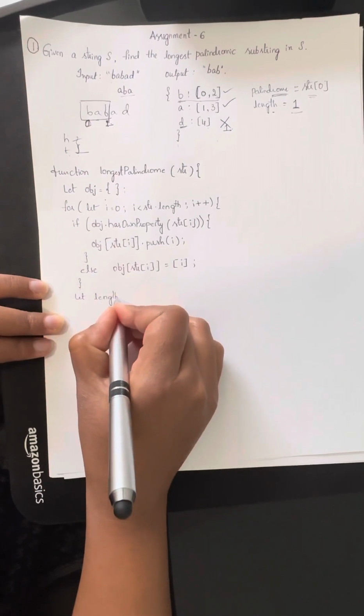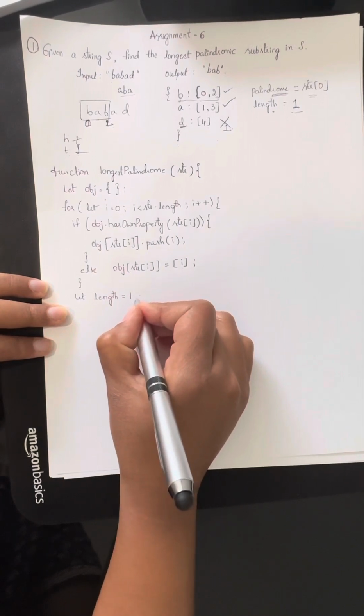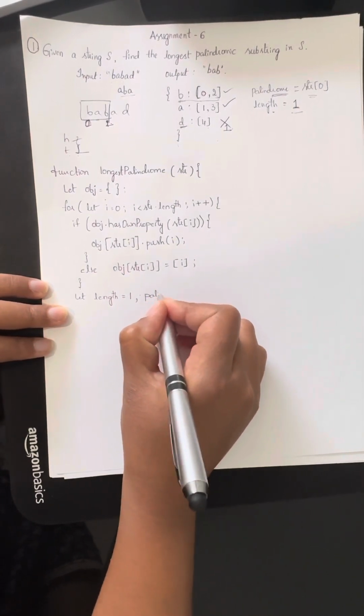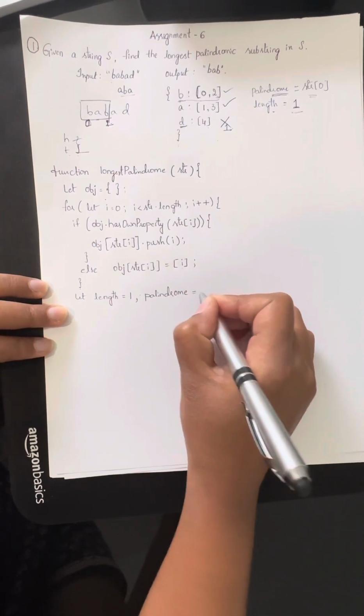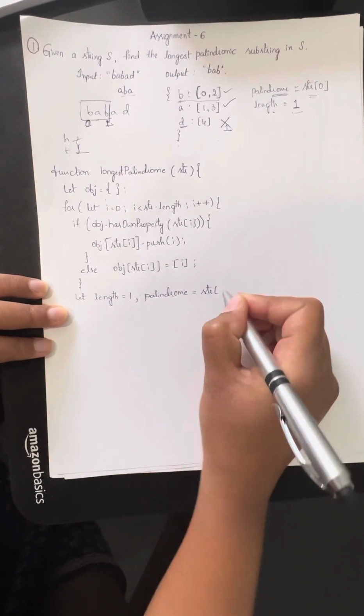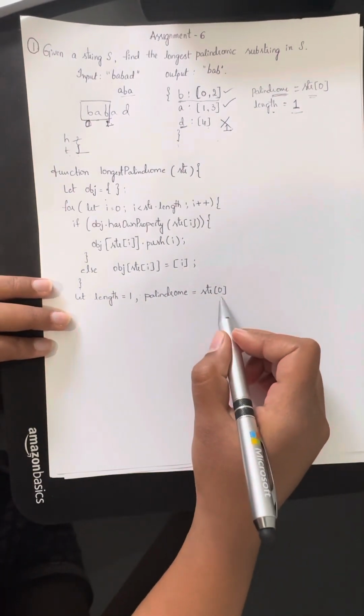Now let's declare two variables. One is for length, and I'm initializing it as 1, and I'm declaring a variable called palindrome, which I'm currently initializing with the first letter of the string, which is string of 0.